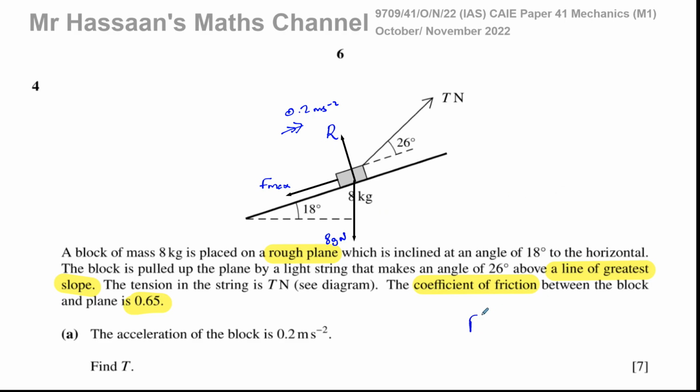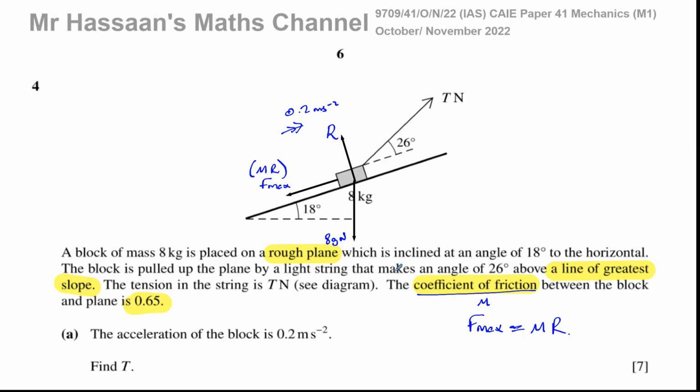And what we should know is F max is equal to mu times R. And mu is the coefficient of friction, which is 0.65. So F max is mu R, and that's the force acting down the plane. Mu times R. All right, so those are the forces acting on the object.